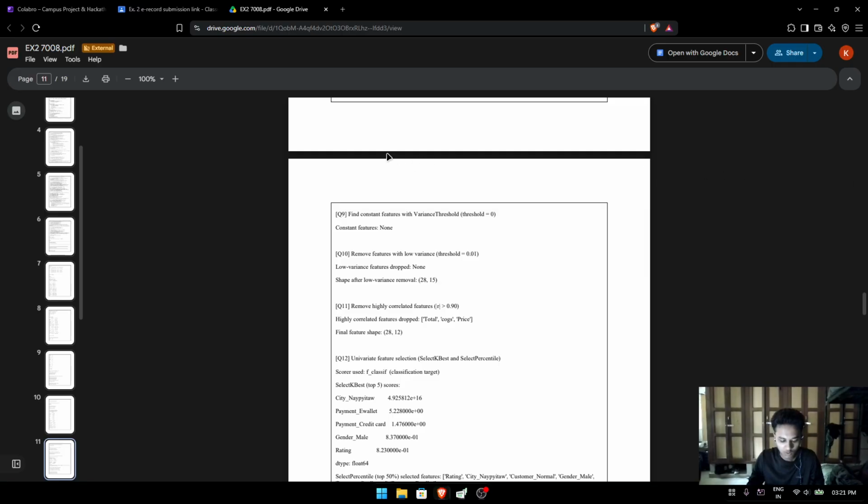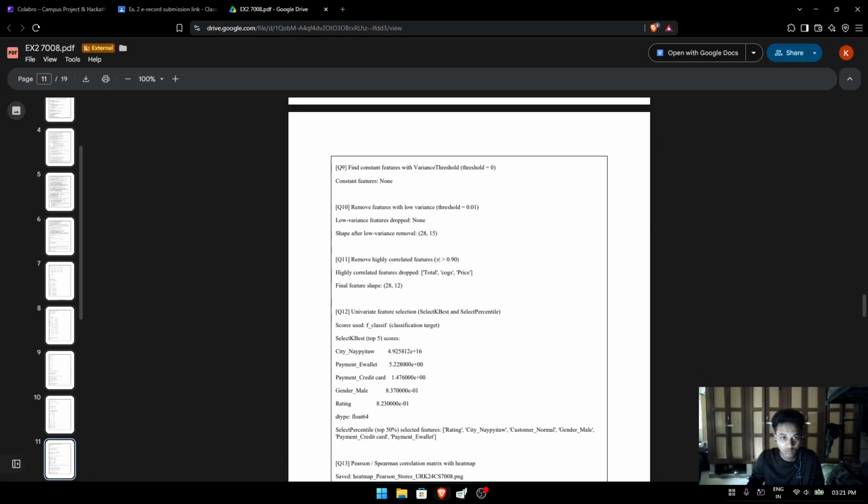The ninth question, variance threshold finds features whose values never change. Such features don't provide useful information, so remove them. So this is the output for the ninth question. The tenth question, I remove features that change very little because they contain less useful information.